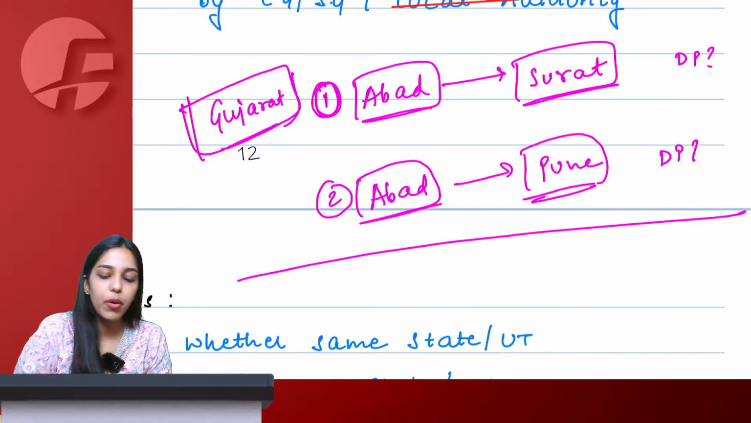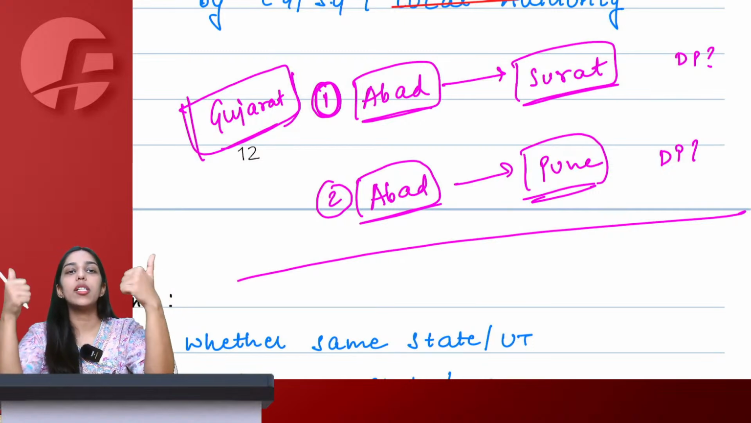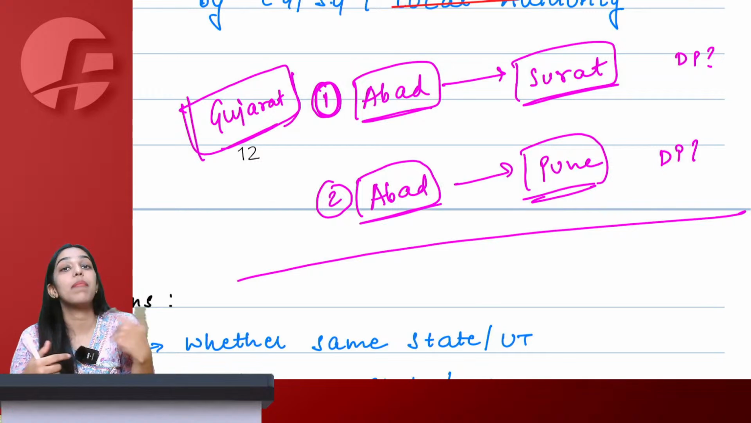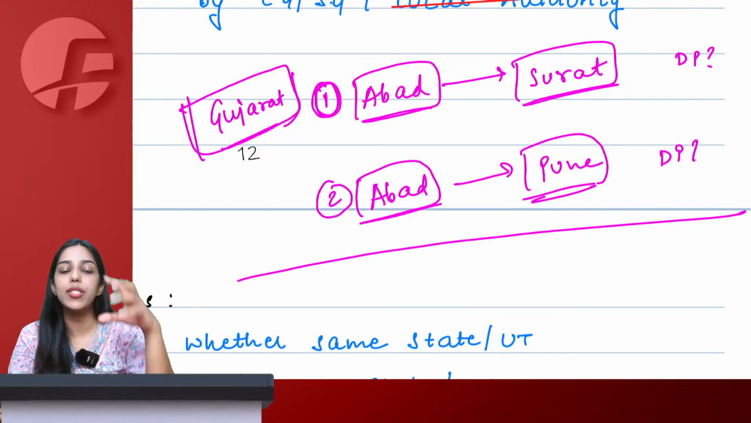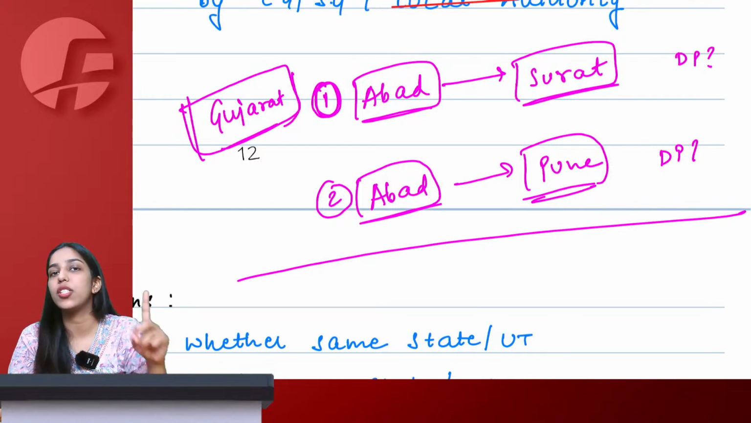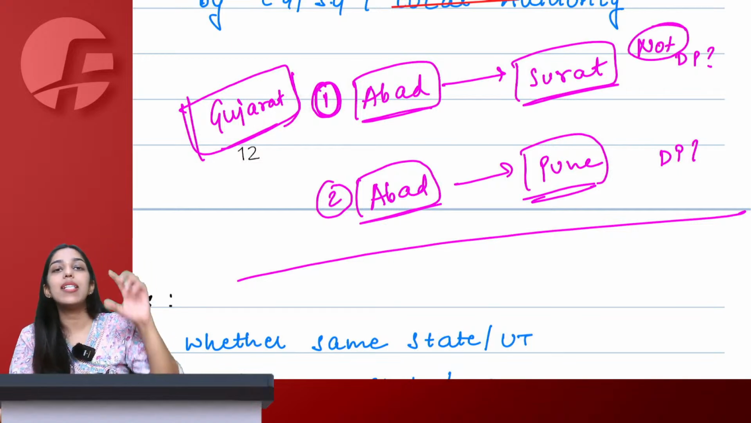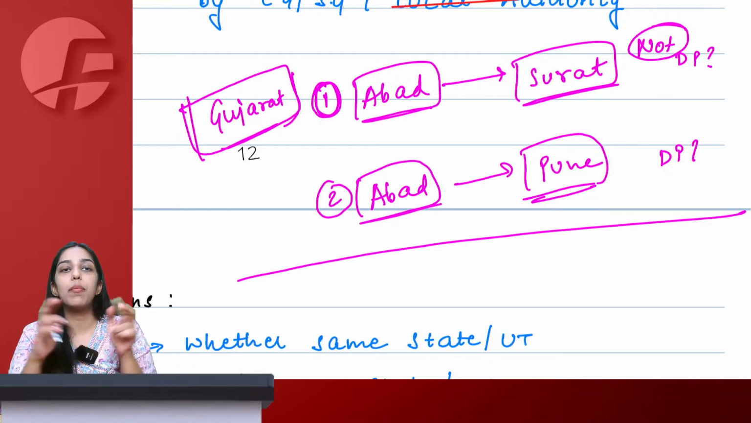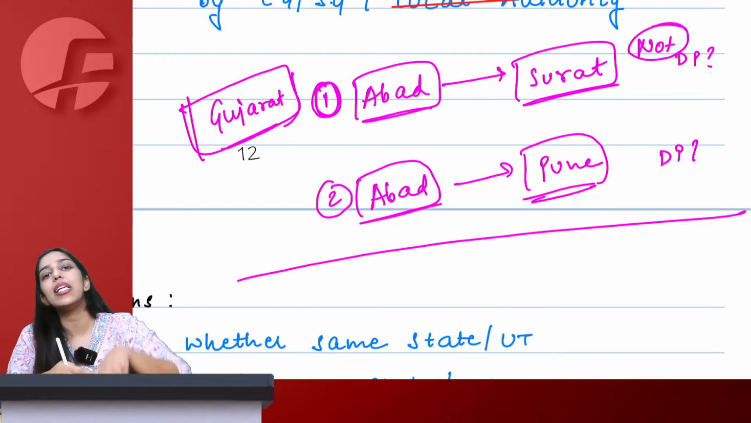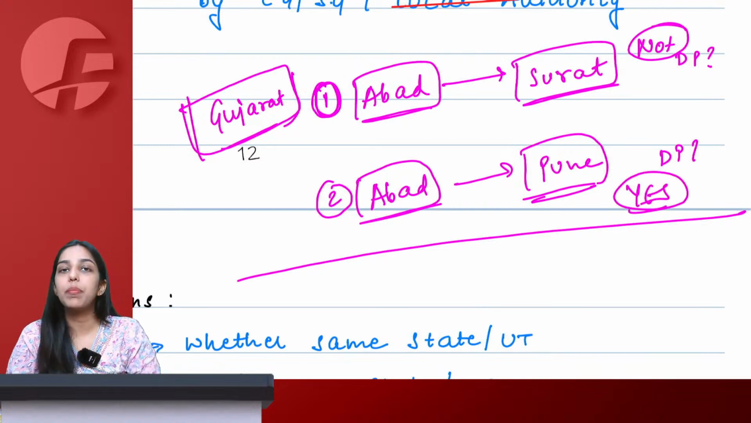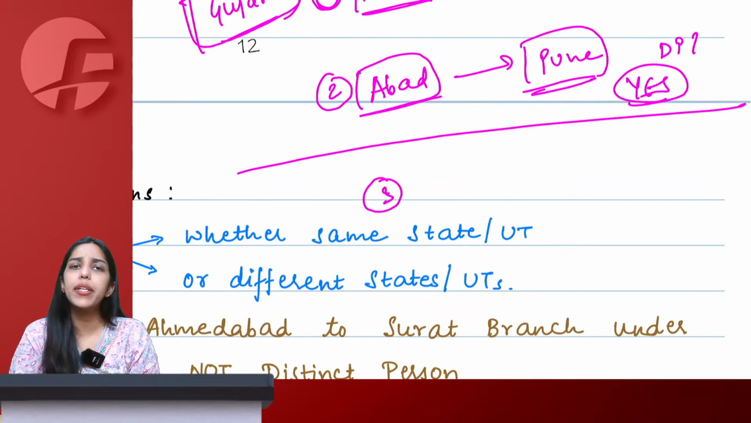So question number 1. The Ahmedabad branch and the Surat branch are under the same PAN. I am the owner. But are they separately registered? The answer is no, because they are running under a single Gujarat registration. Therefore, they are not distinct persons. Whereas Ahmedabad and Pune, because they are in separate states, which automatically means separate registration, therefore yes, they are distinct persons.